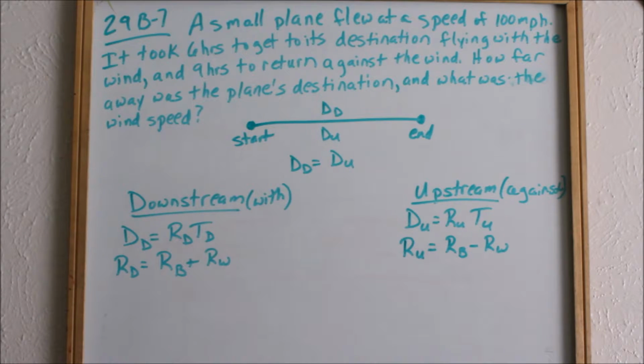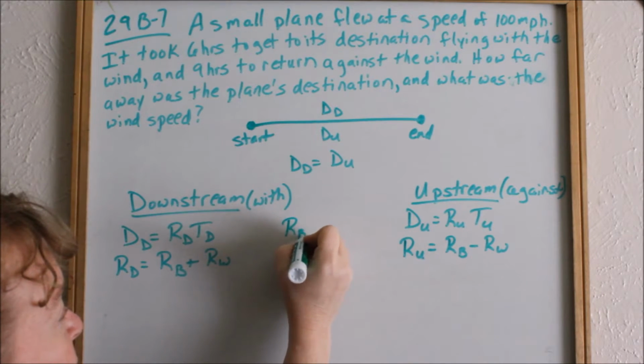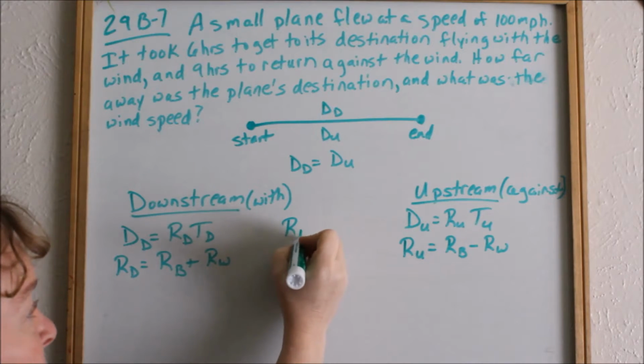Now let's go back to the problem, the information that was given to us. It says a small plane flew at a speed of 100 miles an hour. So that's the rate of our boat or our plane.